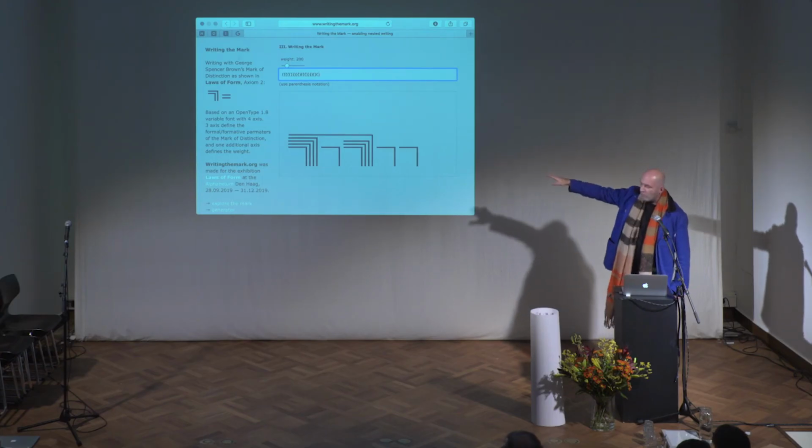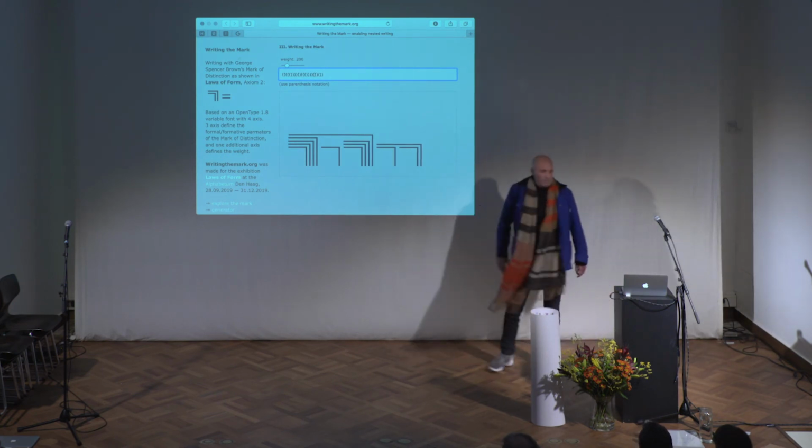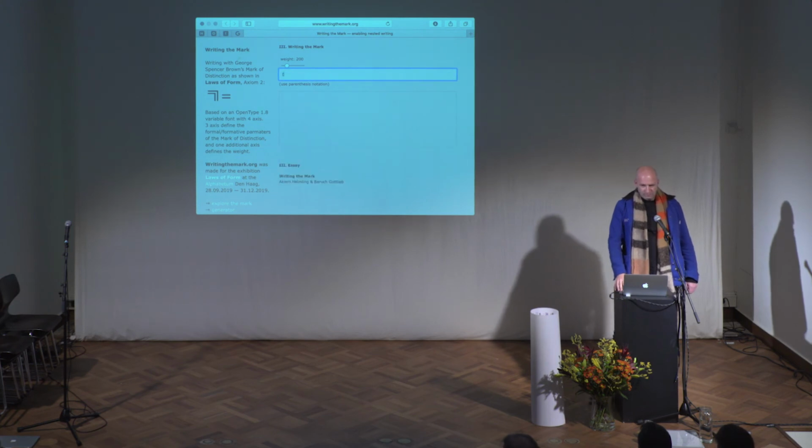So it's important that we realize what we see here. This is text. It's just text. Google can read it. Google can also understand it.